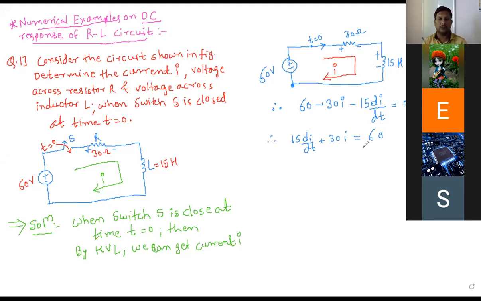So what I have to do now? I want the higher degree coefficient to be 1. So what I will do here? Divide both sides by 15. Because for the higher order differential term, I need the coefficient 1. So it will become di by dt plus 30 by 15, which is 2, into I is equal to 60 by 15, which is 4. So this is my first equation.